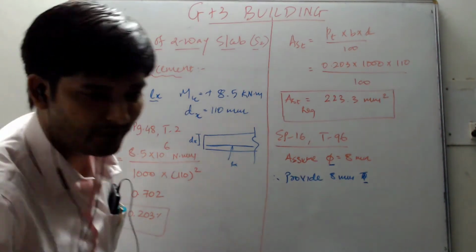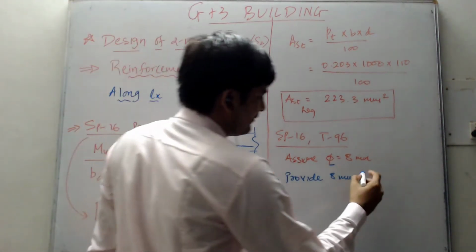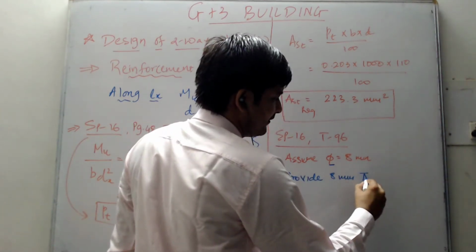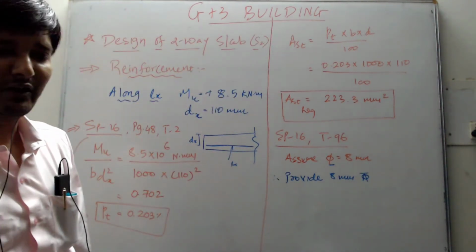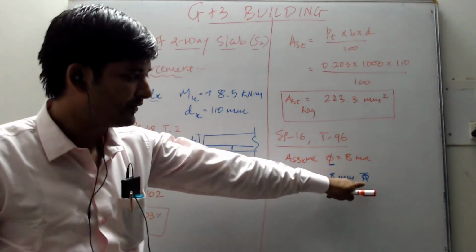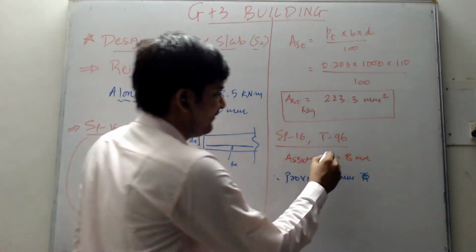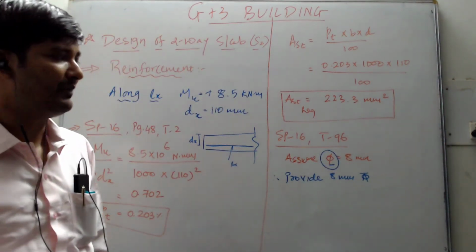Now let me draw it again. How to draw it? You make a horizontal line, then draw it like this, right? So this is the symbol of a Torr steel which we use for showing or writing in structural drawings, right? This is the symbol of a plain bar, and this is of a Torr steel.